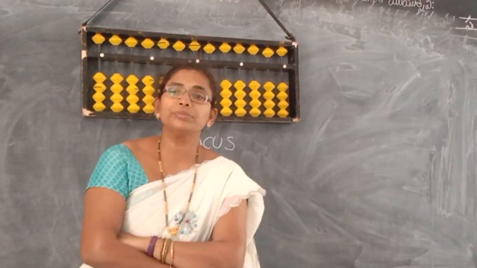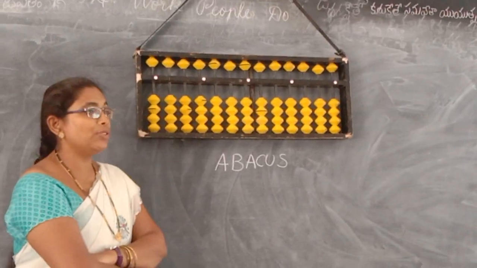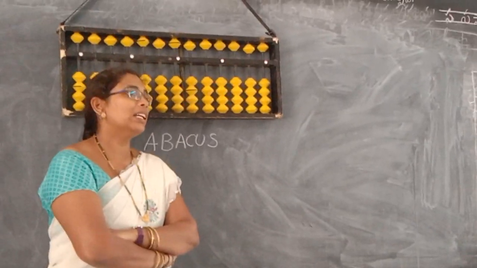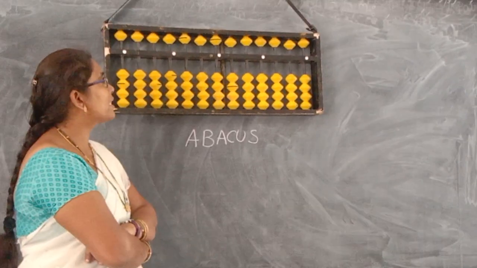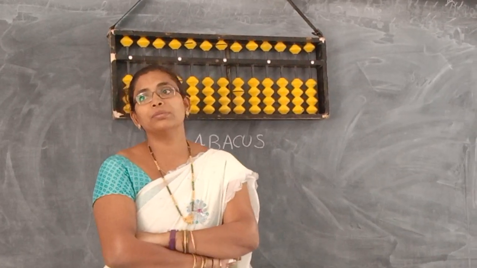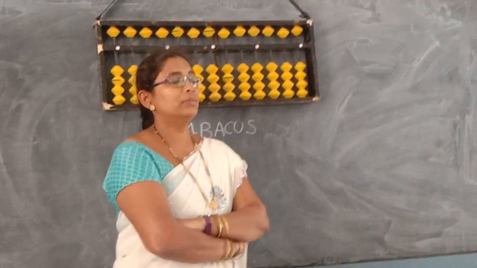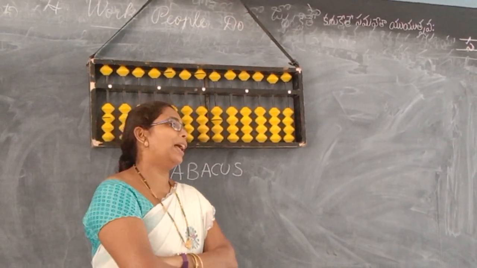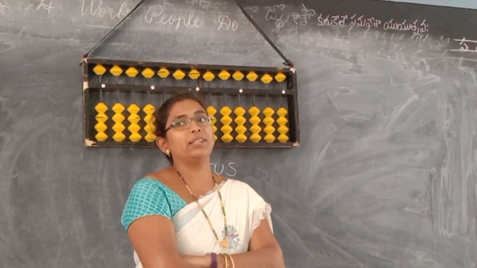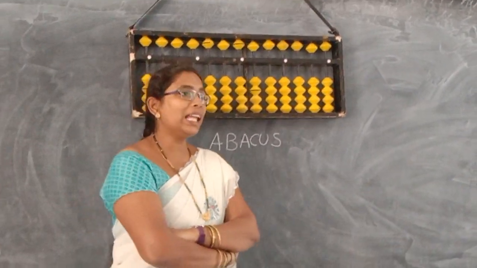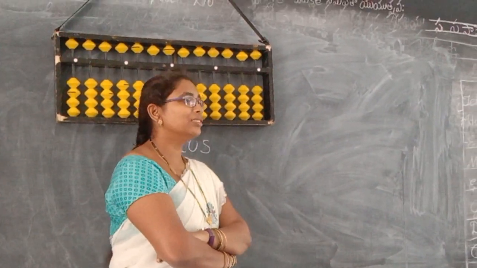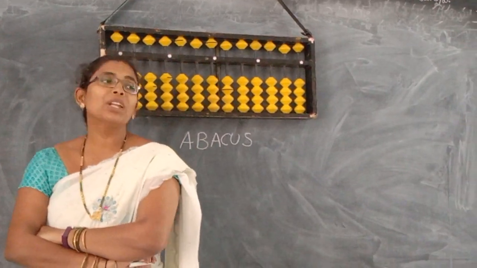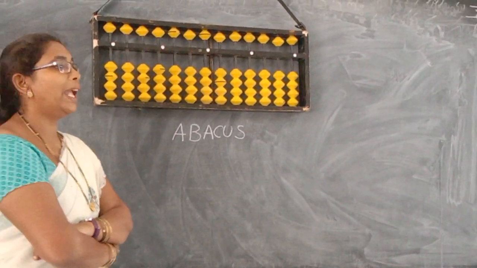What is the use of abacus? It is used for calculating and to perform addition, subtraction, multiplication, division and so on. It is considered to be the world's first calculator. It was first invented by a Chinese mathematician, whose name was Cheng Wai. And in India it was invented by Karmar, C-A-R-N-M-E-R.